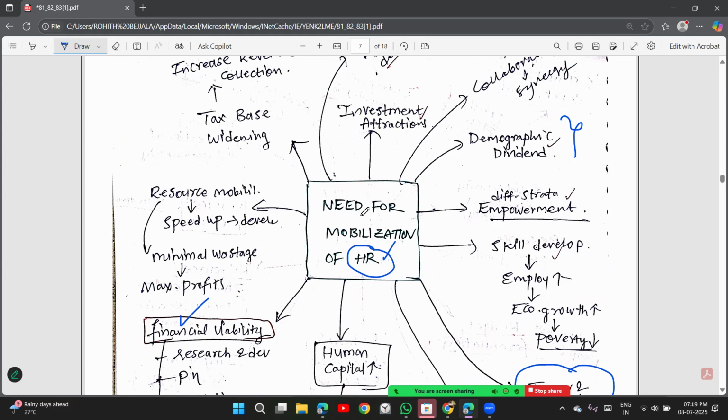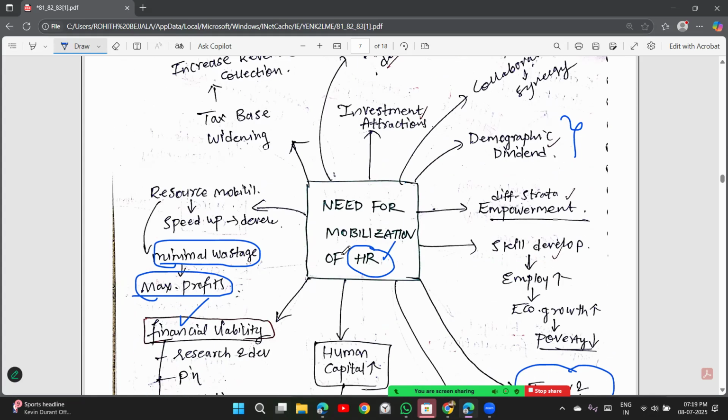Because when human resources are utilized properly, it will speed up the governance system, and there will be minimal wastage. So if we can achieve minimal wastage, then we can improve the profits of the organization.